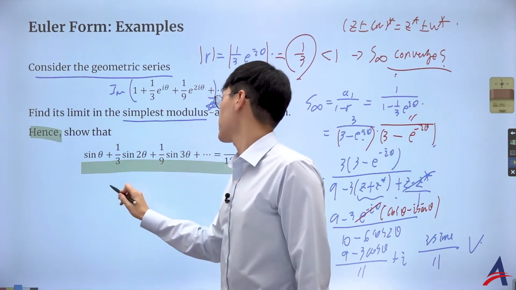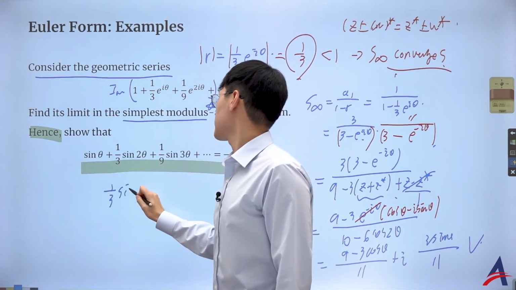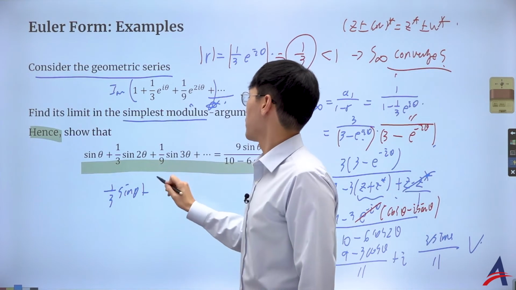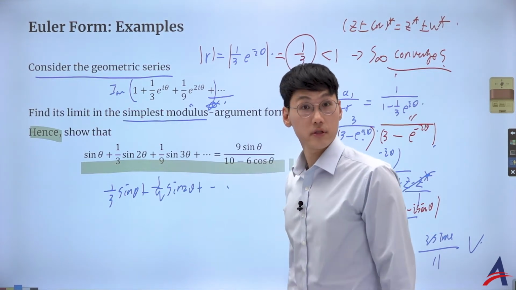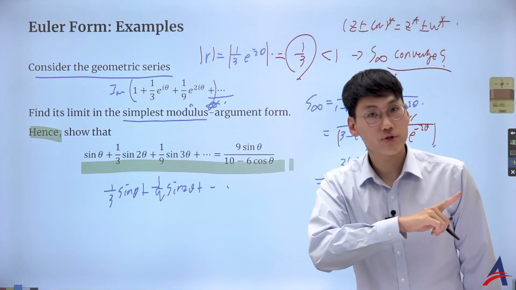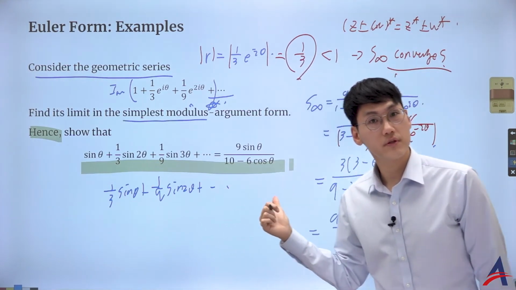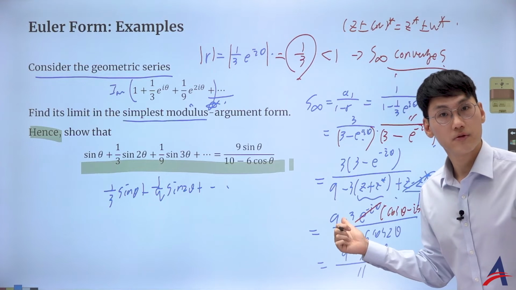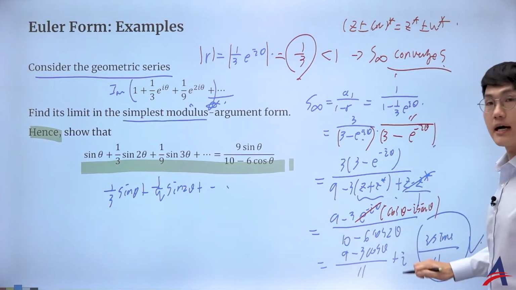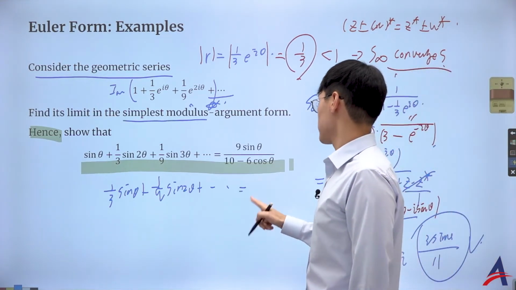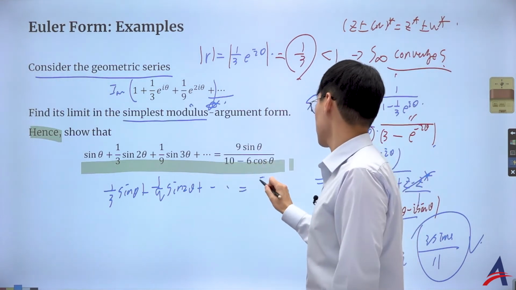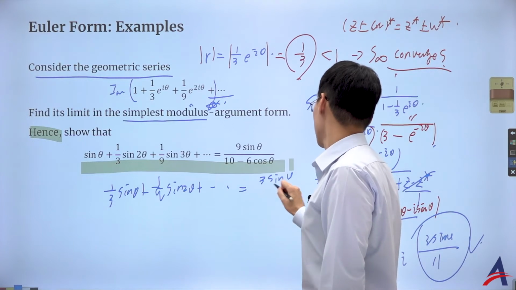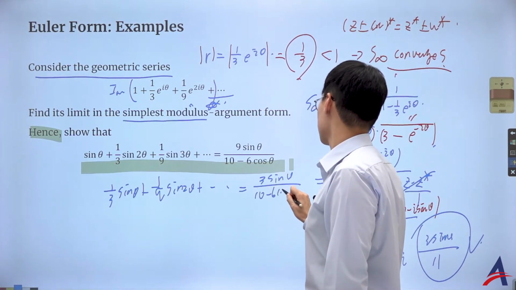And for that one, it's going to be 1/3 sine theta. For that one, it's going to be 1/9 sine 2 theta. And it becomes an infinite series. It will be equivalent to the imaginary part that we already found from the infinite geometric series formula, which was 3 sine theta. So that's going to be equal to the imaginary part from the limit that we found from the previous part. So that's going to be 3 sine theta over 10 minus 6 cosine theta.